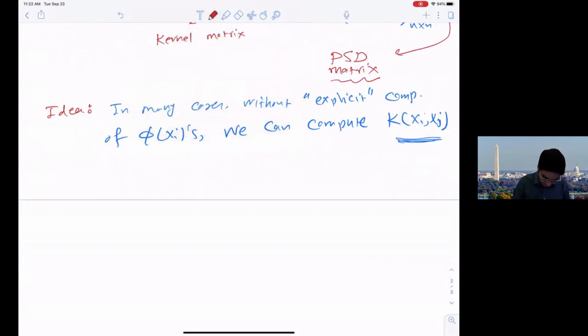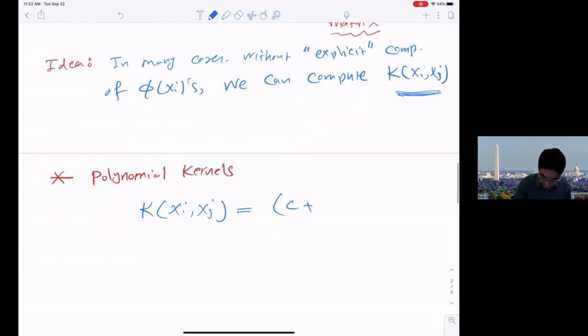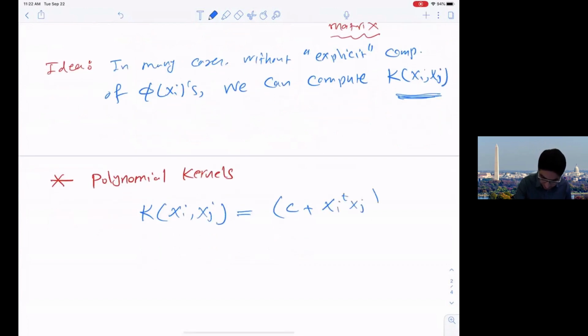For instance, you can consider polynomial kernels. We saw one example of those kernels, where you look at polynomial transformations up to a certain degree. In that case, we can have a closed form solution for k as (c plus xi transpose xj) to the power k. K is the power of the polynomial transformation that we are using to transform our features.